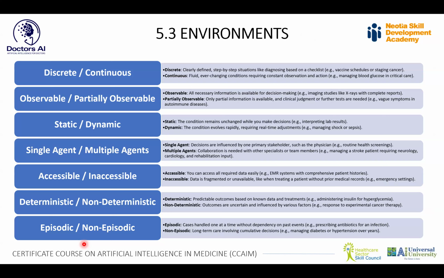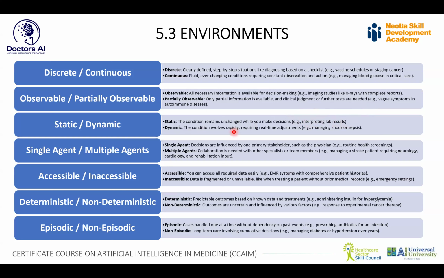The environment could be observable or partially observable. An observable environment is, for example, imaging studies like an X-ray with a complete report. That's an example of an observable environment. In a partially observable one, only partial information is available and clinical judgment or further tests are needed, right? For example, when you have an autoimmune disease and you need to diagnose it, very limited diagnostic criteria are there, and you are mostly driven by your clinical wisdom and clinical knowledge, right? Your environment could be static or dynamic. Static is where the condition remains unchanged while you make the decisions. For example, interpreting lab results.